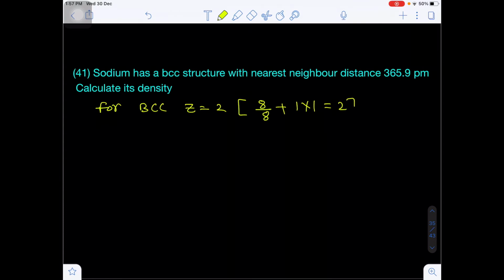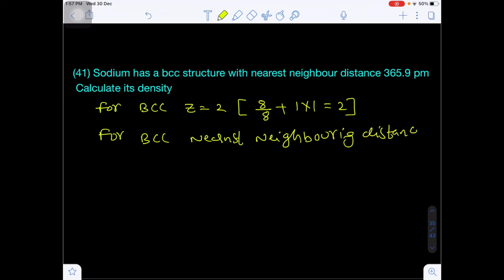2. Okay. Now come to the nearest neighboring distance. In the last class we explained the nearest neighboring distance in the BCC. For BCC, the nearest neighboring distance in the BCC unit cell will be equal to half of the body diagonal length.